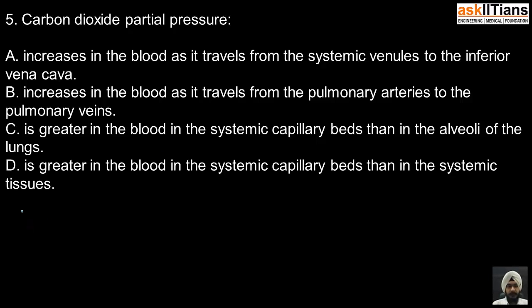The first option says it increases in the blood as it travels from systemic venules to the inferior vena cava. This is incorrect, because from the systemic venules to the inferior vena cava, the blood is mainly deoxygenated only. So basically it is carrying carbon dioxide only, and as such there should be no change. In fact the carbon dioxide partial pressure should remain the same, because it is just collecting from the systemic venules and giving it to the inferior vena cava. So this option is incorrect.